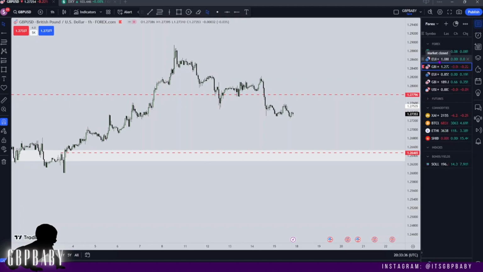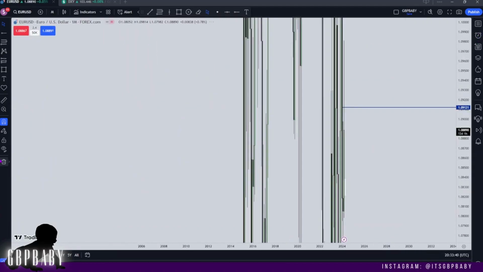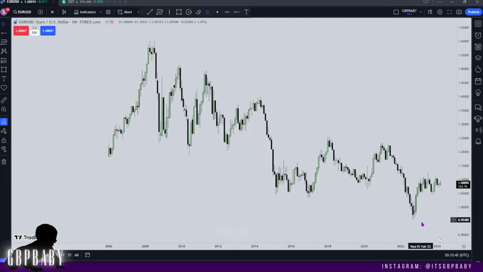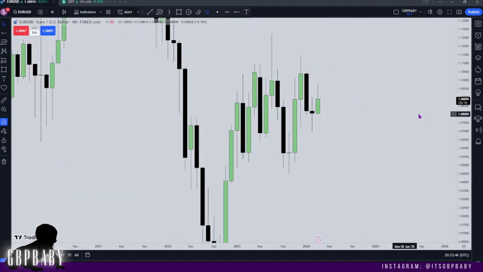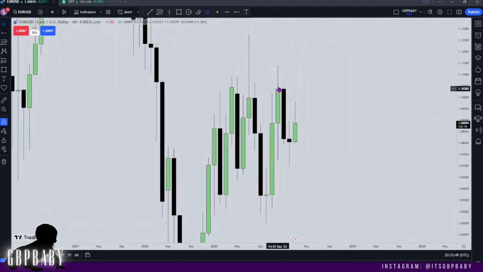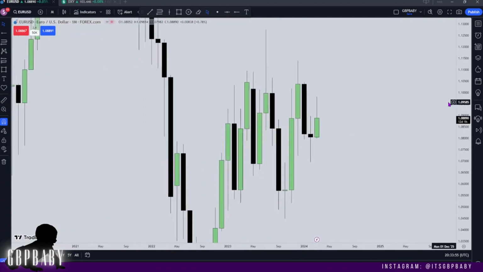And finally, last but not least, we can go to euro. We'll start on the monthly on euro as well. And again, euro's taken out last month's high, very nice to see. We also traded to 50% level off this bearish order block right here, and we've just come off that, which is cool.